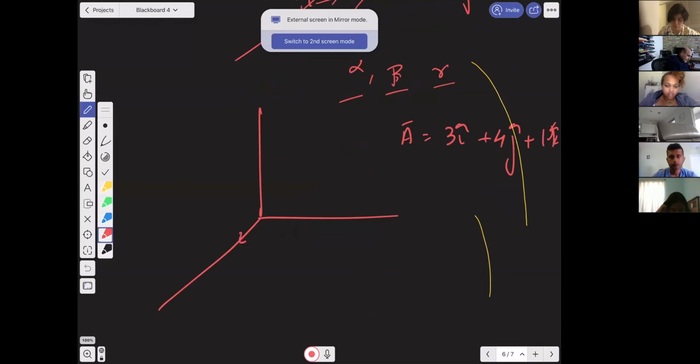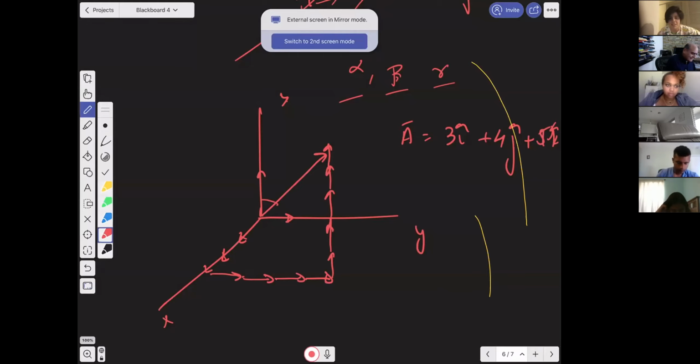This is my vector A: 3i, 4j, and let me put here 5k to go up. So my vector is this one, and I want to find this angle, the angle that it makes with the z axis.